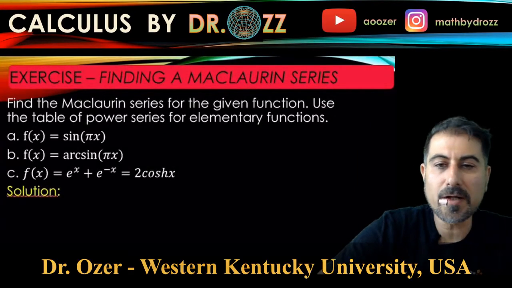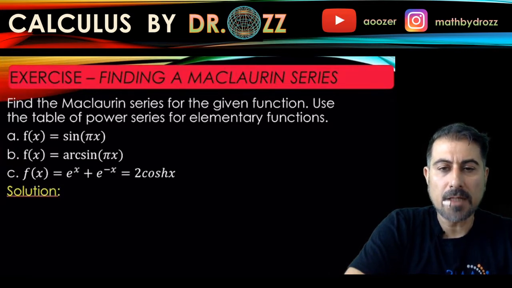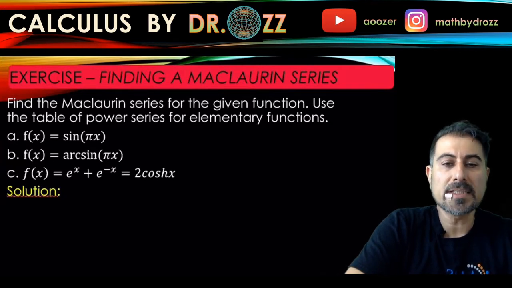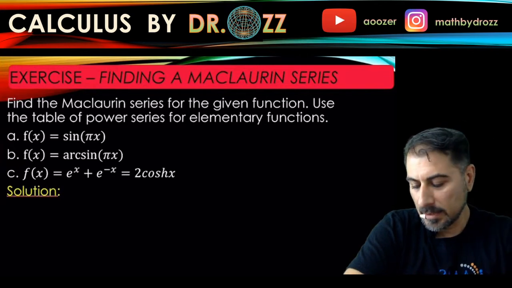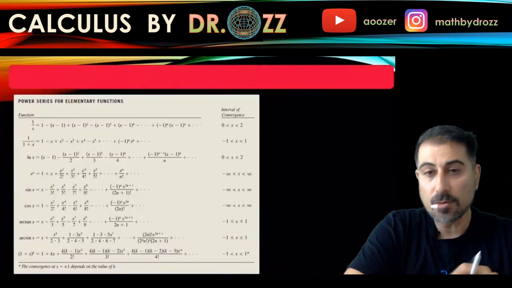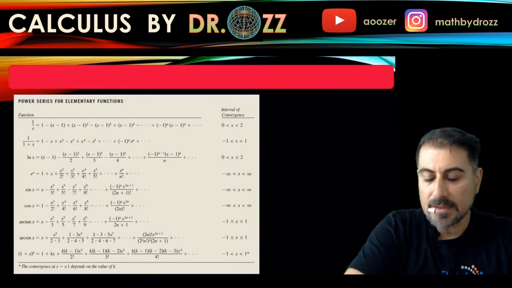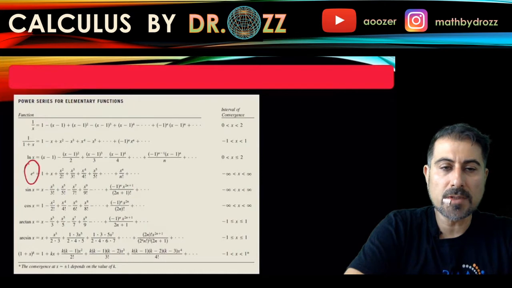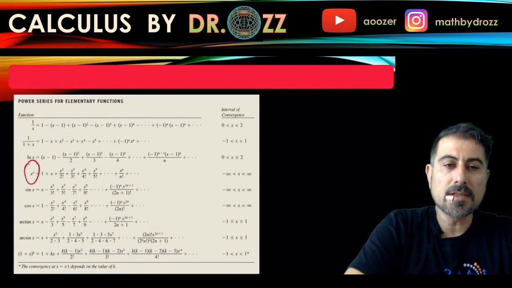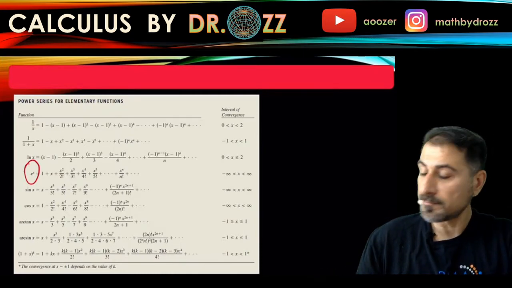All right, so for part C, we have the function e to the x plus e to the minus x, and that is represented by 2 cosine hyperbolic x. So now the question is, do we have the MacLaurin expansion of cosine hyperbolic x in the list? And I don't see that we have anything of that sort in this list. Okay, but we do have the Taylor series expansion of e to the x. So I'm going to try to utilize that because cosine hyperbolic x consists of e to the x and e to the minus x. Okay, so we're going to utilize that.